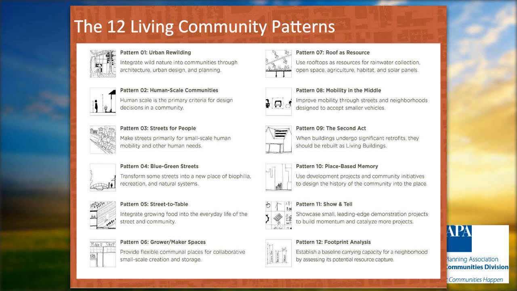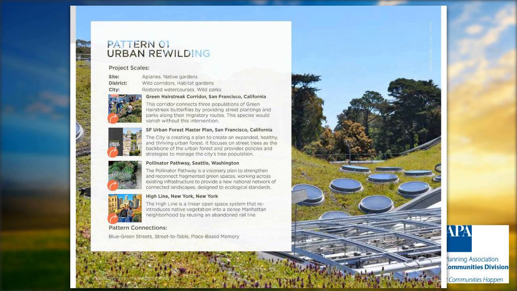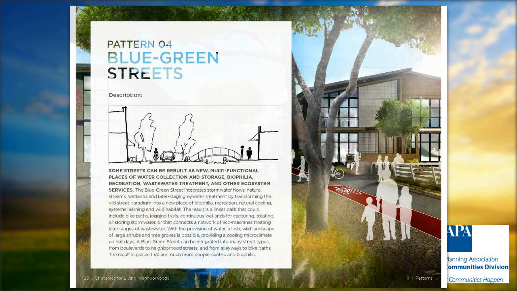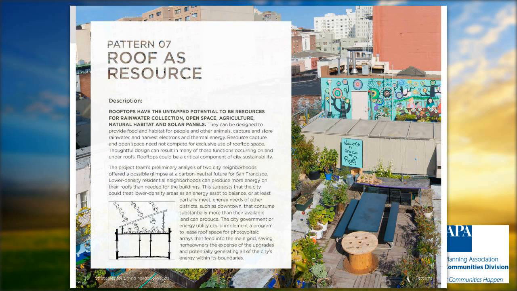The report itself goes through and describes each of these patterns in more detail. There's a one-page description, which could become a lot more involved, and a second page which provides some examples of where that pattern and those concepts have already been used in other projects around the world. Blue-green streets, roof as a resource. San Francisco just recently passed a Better Roofs Ordinance, which talks about green roofs as well as the use of solar, and maybe we can even expand that over time.